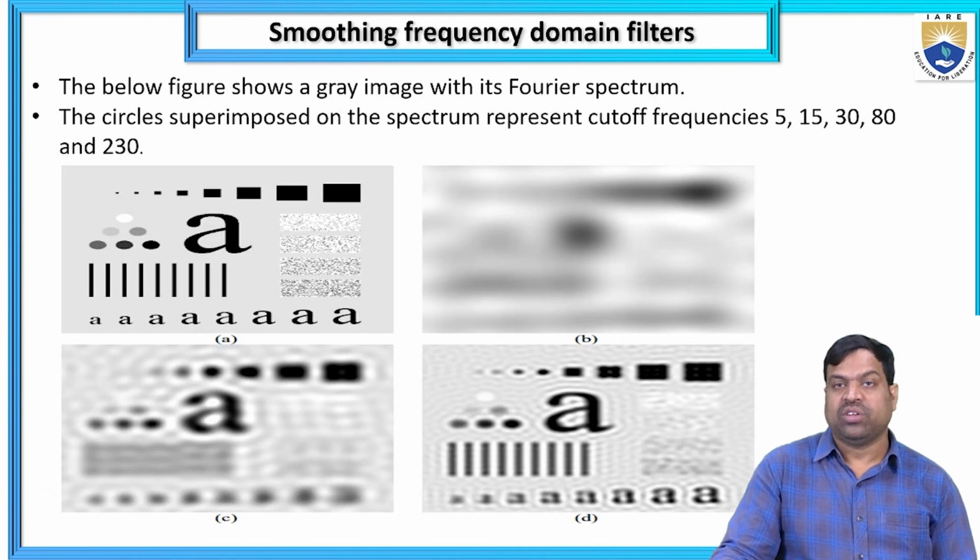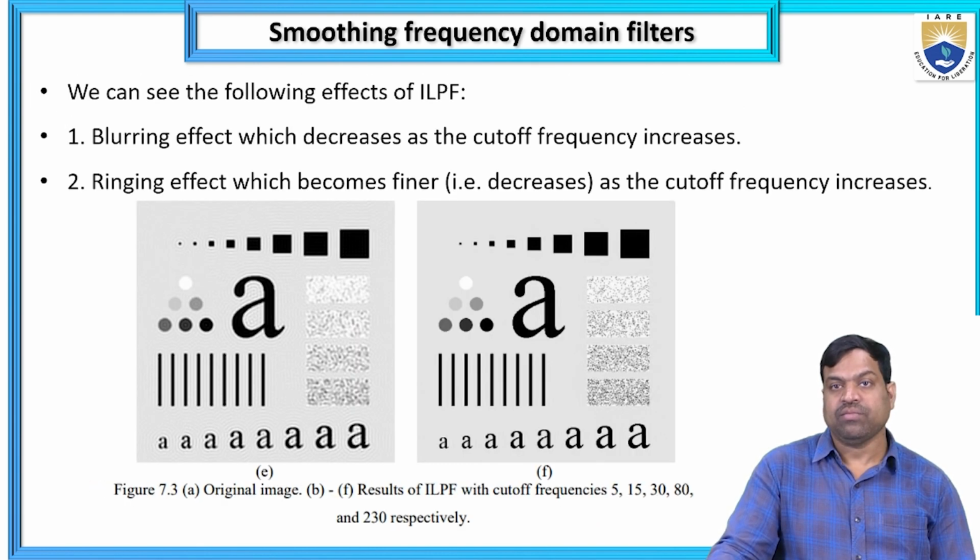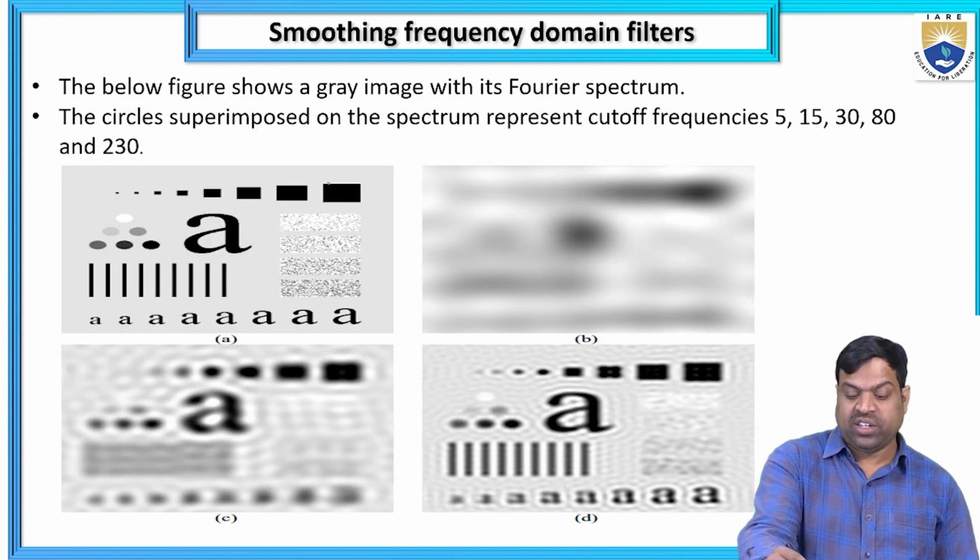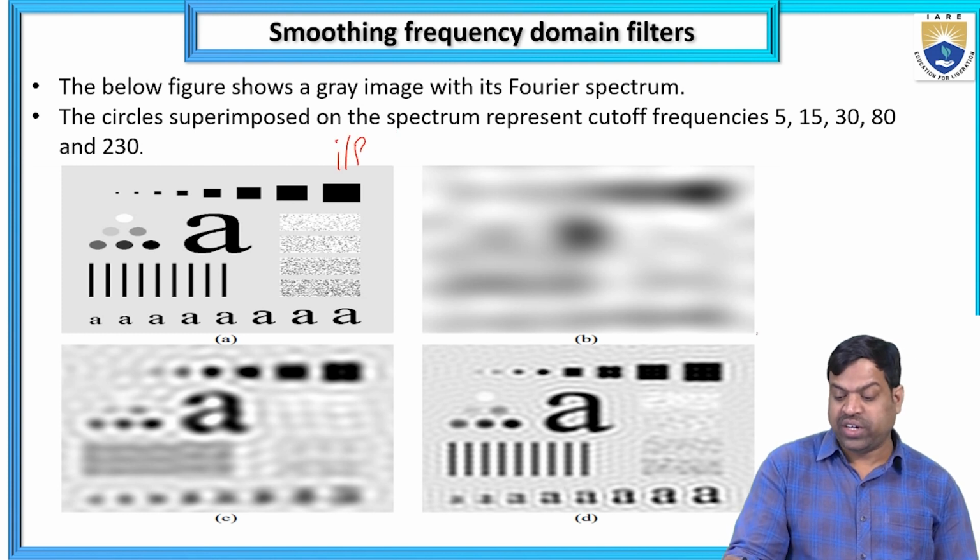It is another example. The figure below shows a gray image with its Fourier spectrum. These circles superimposed on the spectrum represent the cutoff frequencies 5, 15, 30, 80 and 230. I am taking these cutoff values, 5, 15, 30, 80 and 230, as the cutoff frequencies of the image. So what is happening? There is an input image, and these are the different cutoff frequencies.